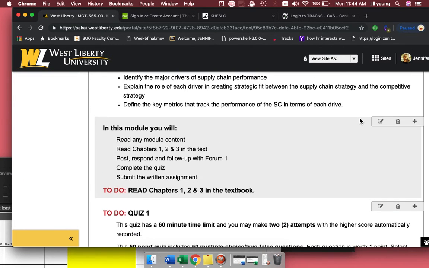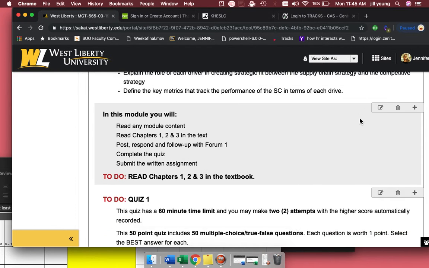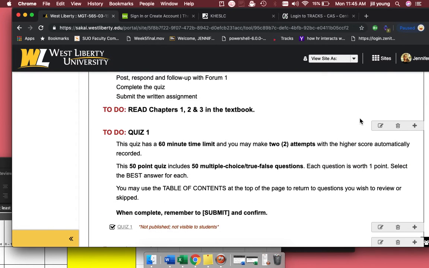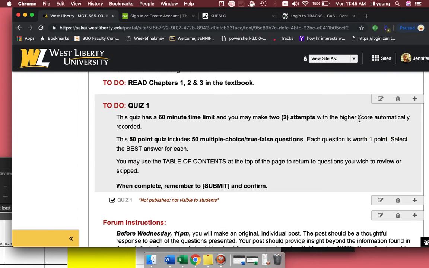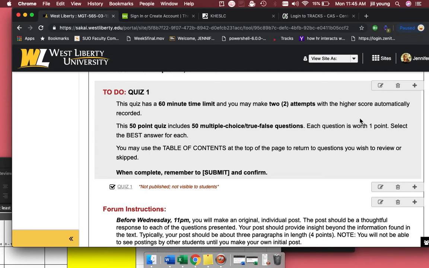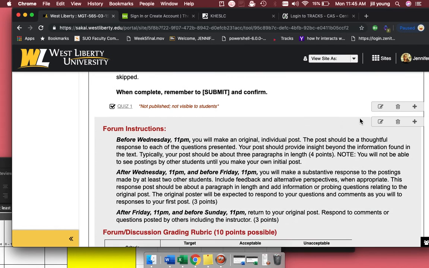But just to get you started, make sure to read your chapters, read the module. You do have a quiz the first week, 60-minute time limit. You have 2 attempts. The higher score automatically gets recorded. It is a 50-point quiz with 50 multiple choice and true or false questions. So that's the first assignment.